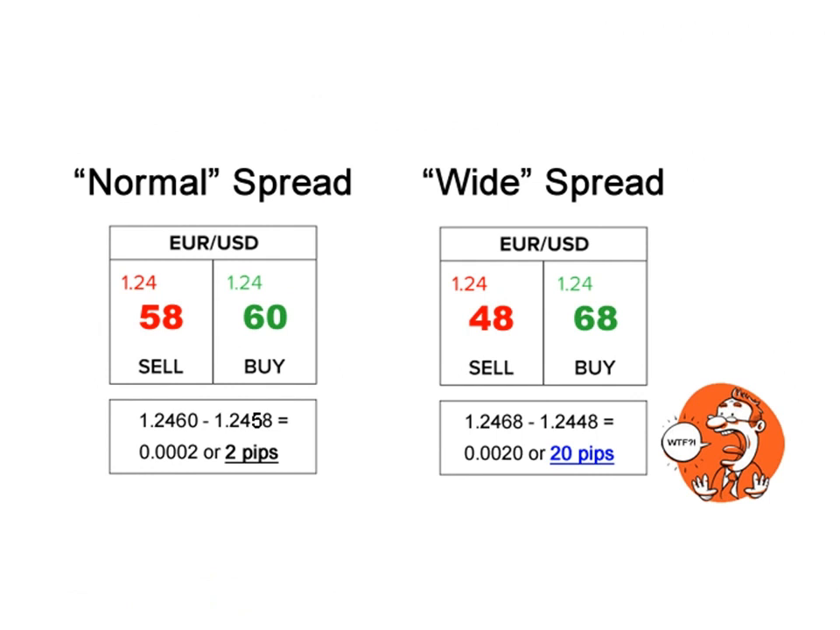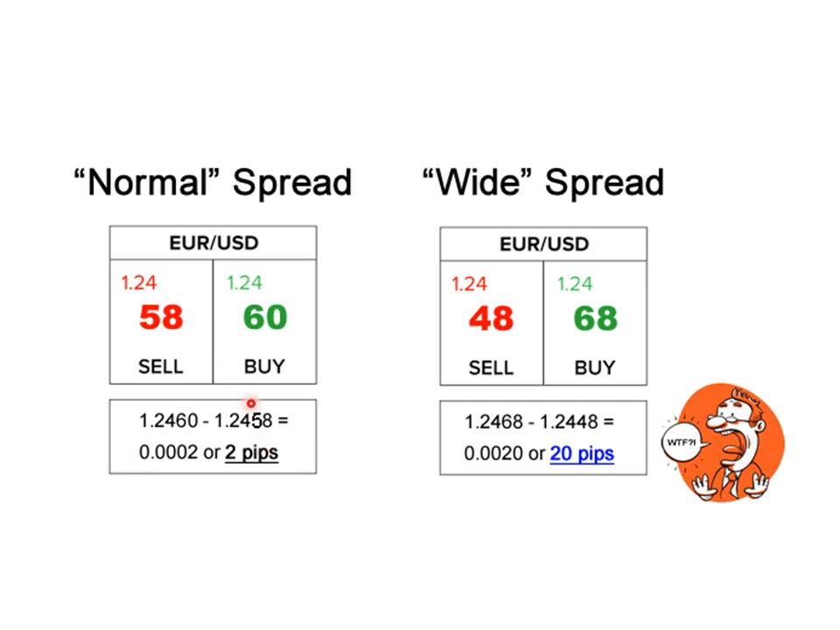Now, I told you earlier that there are some brokers that offer wide spread and low spread. So what we have here on my left hand side is normal spread and wide spread. Now if you look here, this is the bid price and this is the ask price, right? The difference between these two, 1.2458 and 1.2460: if you minus 1.2460 minus 1.2458, we have 0.0002, which is 2 pips.